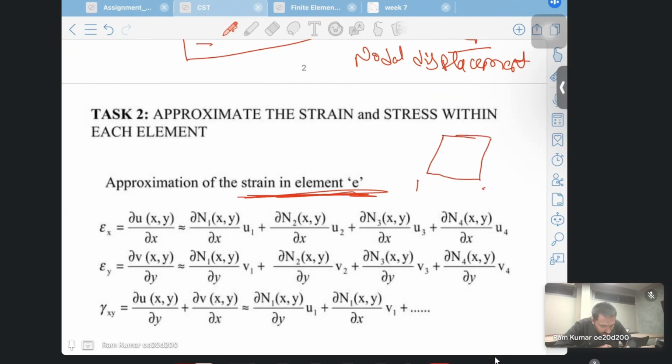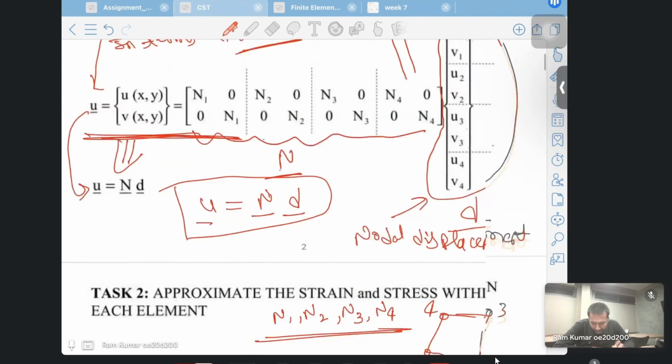This is having node 1, 2, 3, 4. We are having a total of 4 shape functions: N1, N2, N3, and N4. So now, see, we are having displacement.